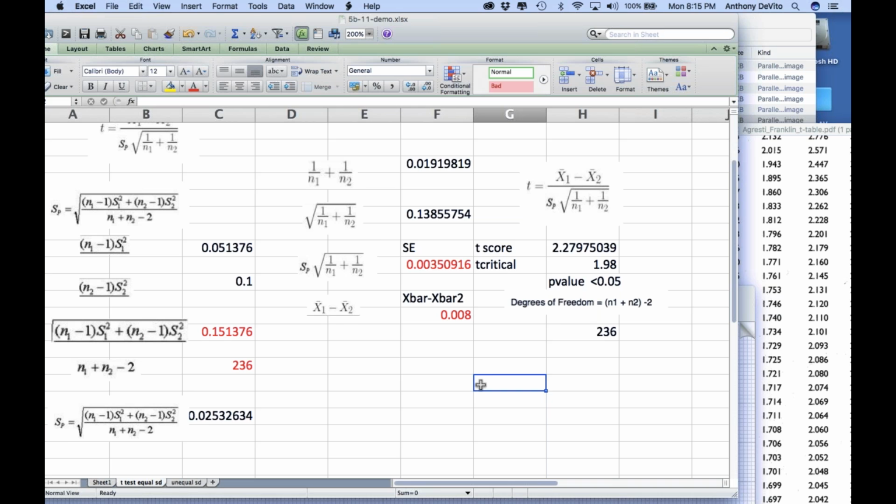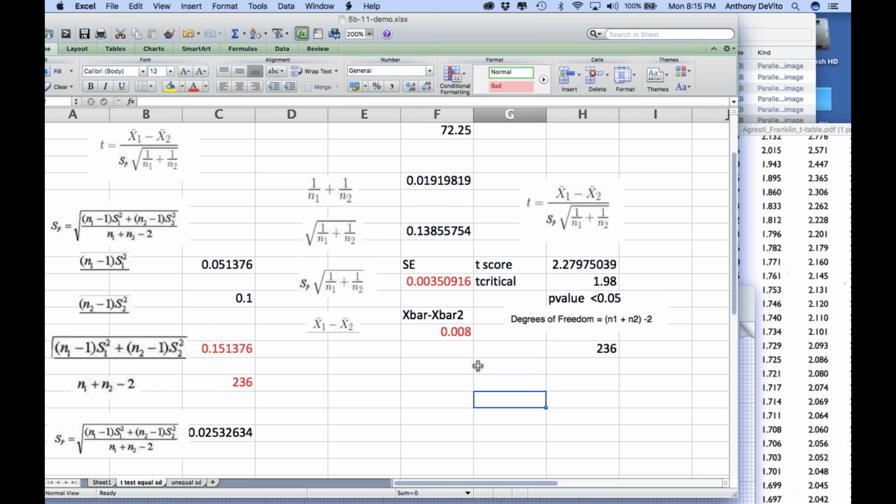Plus, I always go back and look at them anyway. Yeah, with standard deviation it's squared, right? S1 squared, S2 squared. So it's N1 minus 1, which is 77, times 0.026 times 0.026.